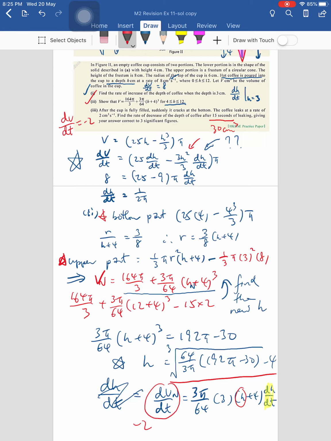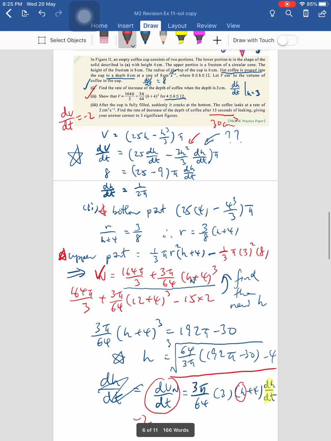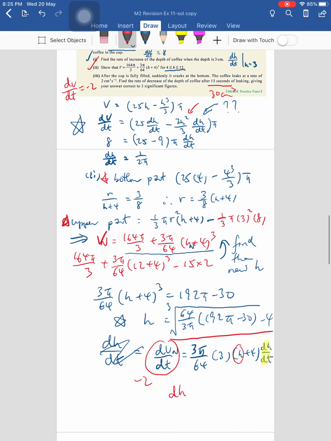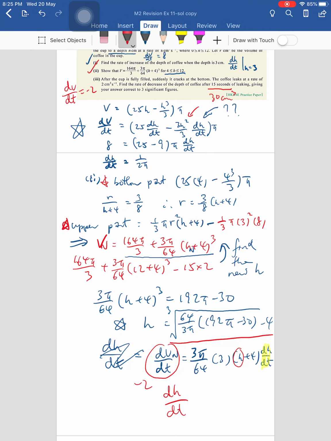Okay, it is a little bit complicated. Hope that you can find out the correct answer. Okay, then after substituting all the values, you find out dh dt equals minus 0.0183. Okay, try to do it on your own.